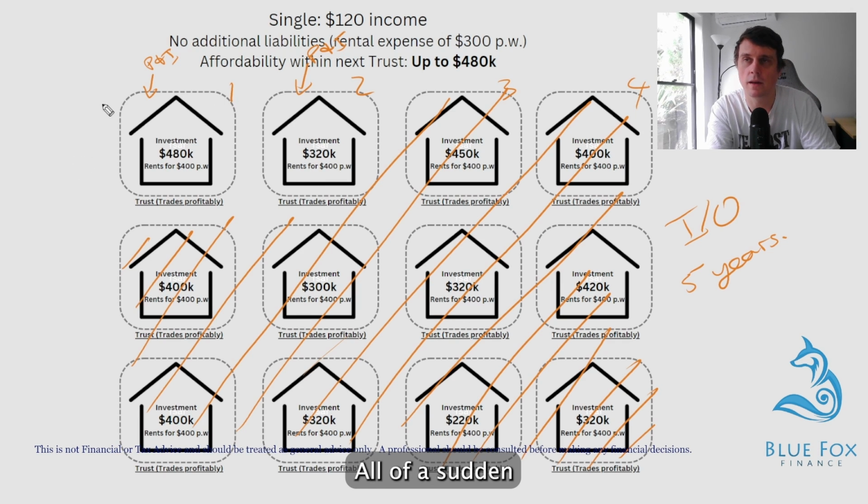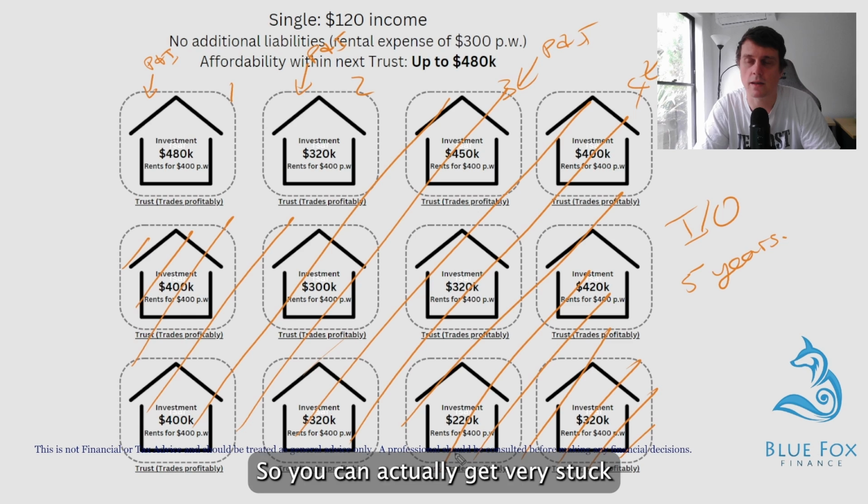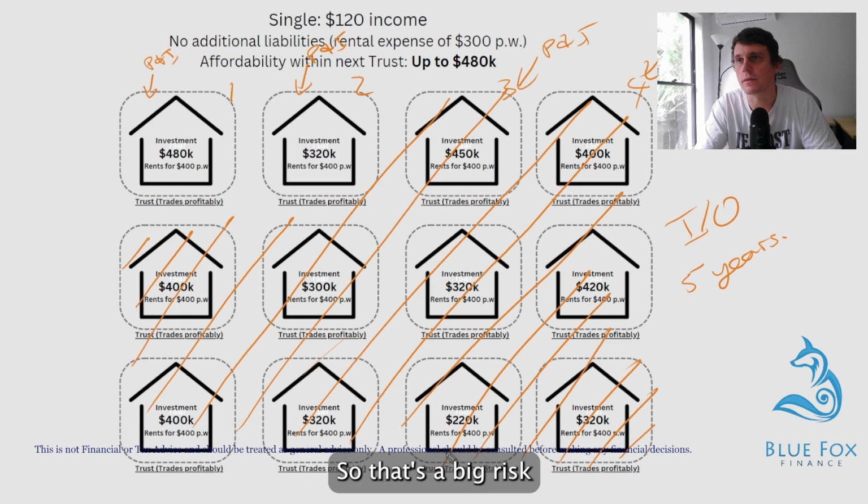All of a sudden, all of our applications, assuming P&I repayments make these non-profitable, which it may or may not, all of a sudden all of our applications include these 2 properties here, which means we can no longer refinance anything back onto interest only, which means this will tick over to P&I a few months later, then this will, and so on and so forth, and you actually get very stuck where you can't refinance anything, you can't actually do anything. So that's a big risk and something to consider.